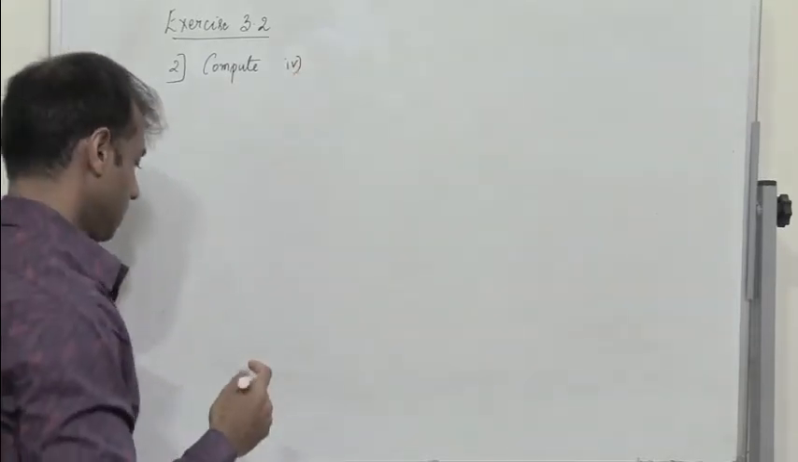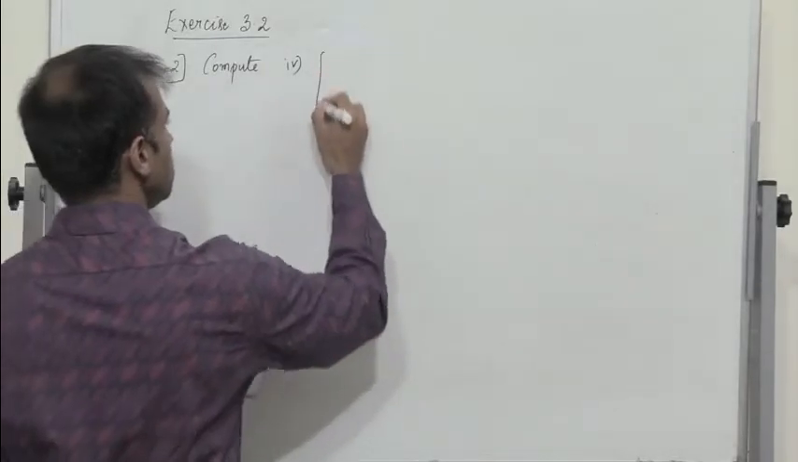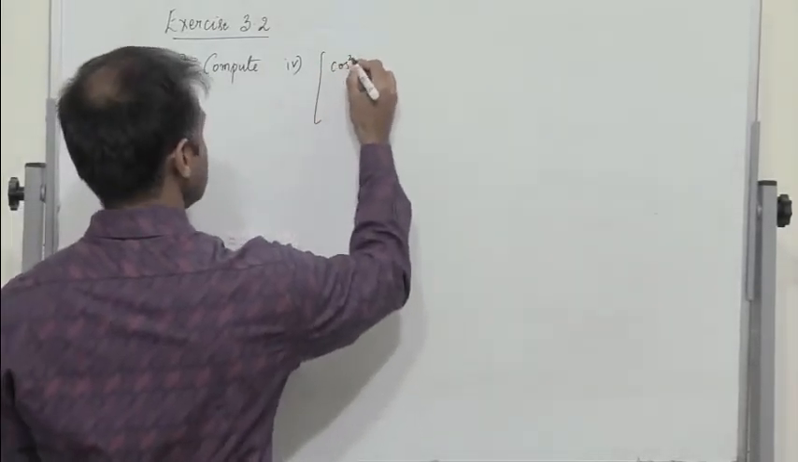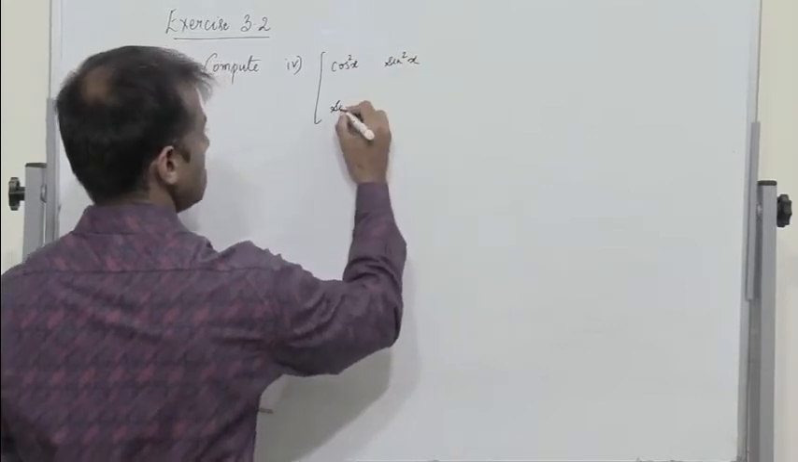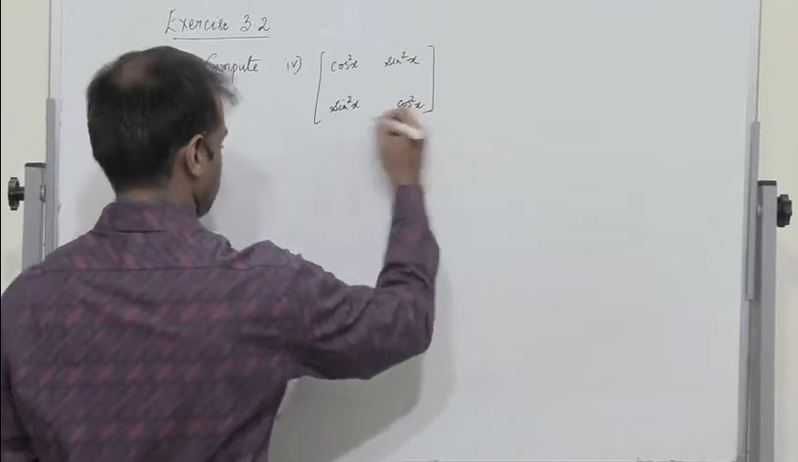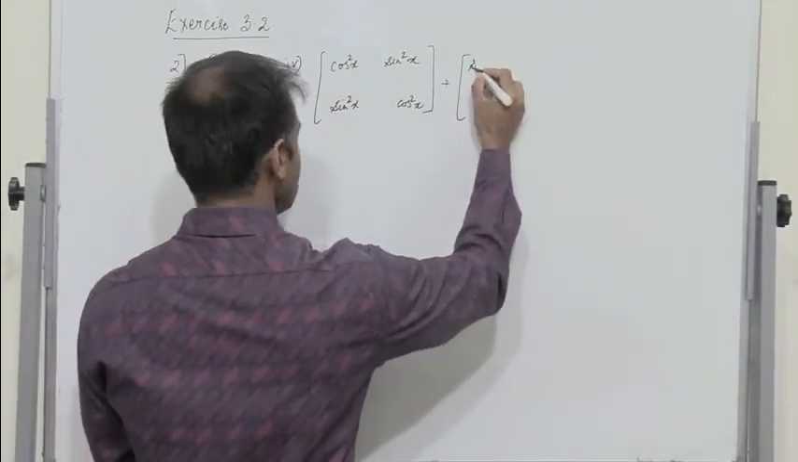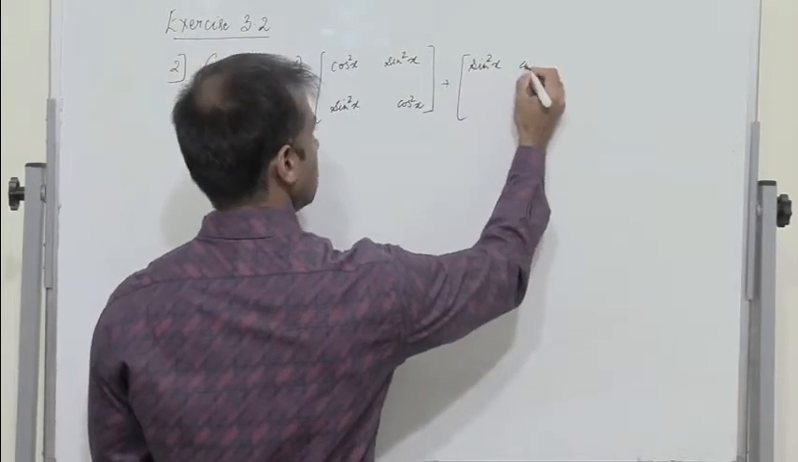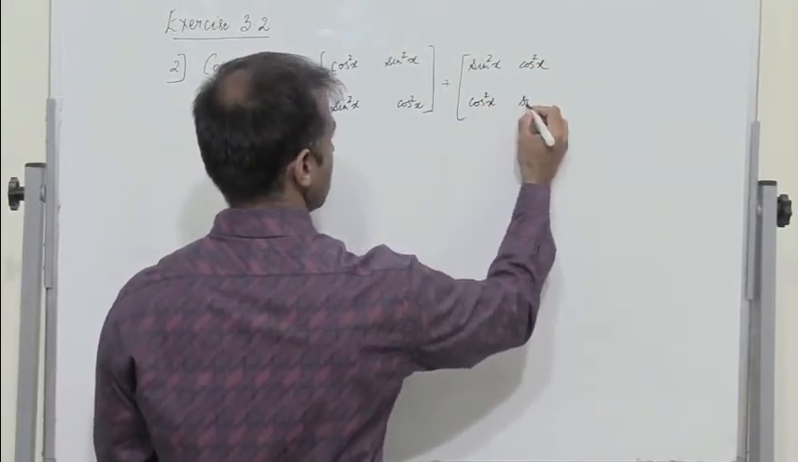Next, fourth one. So we have the first matrix, which is cos square x, sin square x, sin square x and cos square x. We are going to add it with another matrix, which is sin square x, cos square x, cos square x, sin square x.